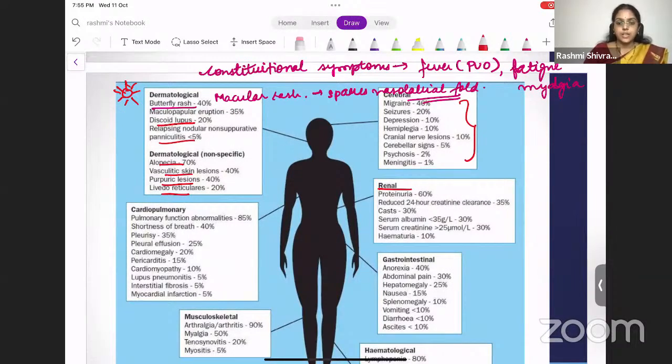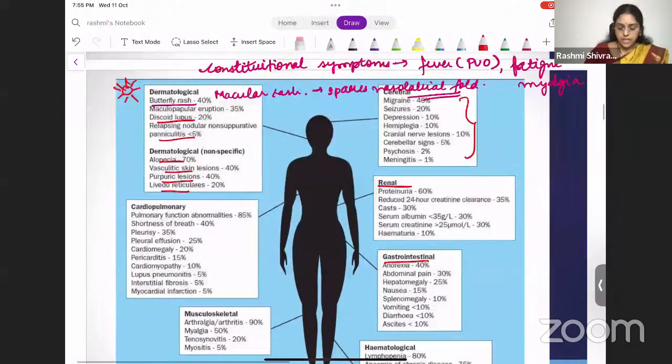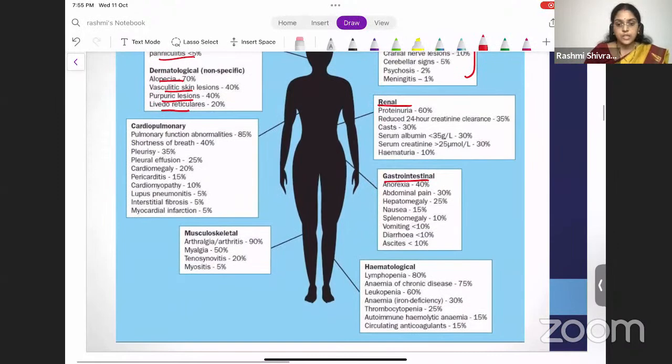So renal involvement, gastrointestinal, these are mainly non-specific symptoms. The patient can also have autoimmune hepatitis, right? Hematological manifestations, we already studied that the patient can have anemia because of hemolysis. The patient can also have anemia of chronic disease. We already saw thrombocytopenia can be there. Autoimmune hemolytic anemia can be there. All these are hematological findings.